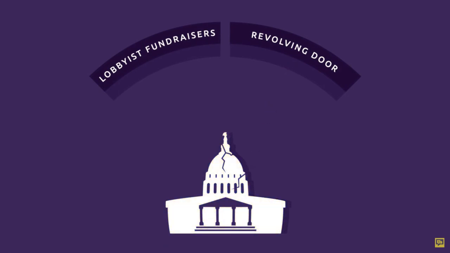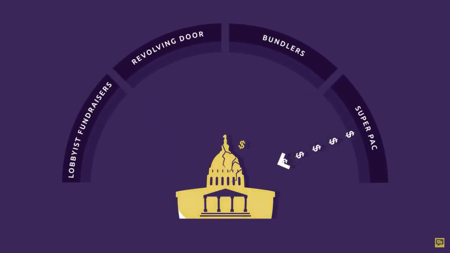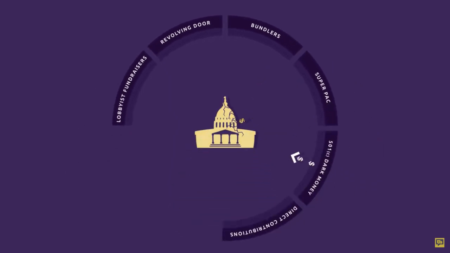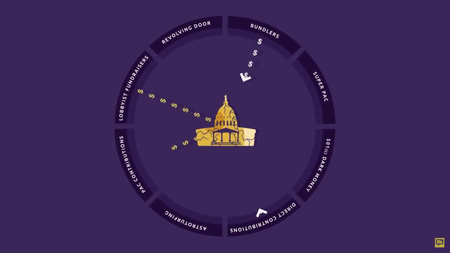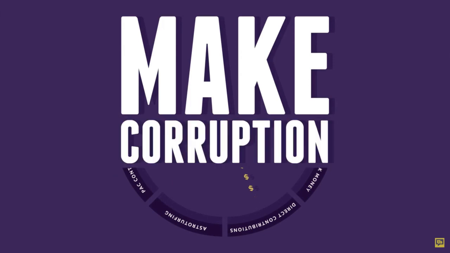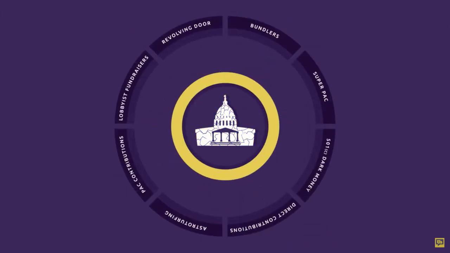And that's just the tip of the iceberg. From million-dollar bundlers to the threat of a super PAC smear campaign, there are literally dozens of perfectly legal ways to buy a public official. But that makes the solution pretty obvious. Make corruption illegal. All of it. And that is where the American Anti-Corruption Act comes in.